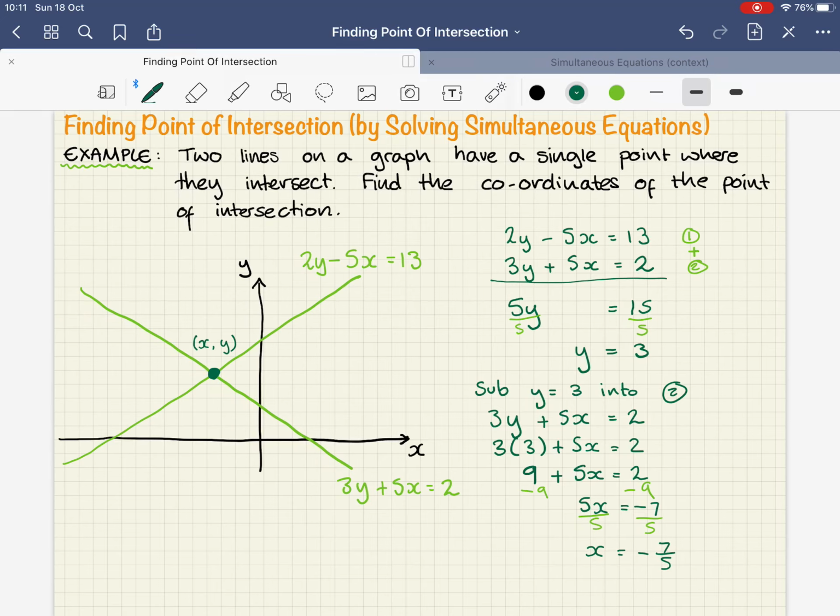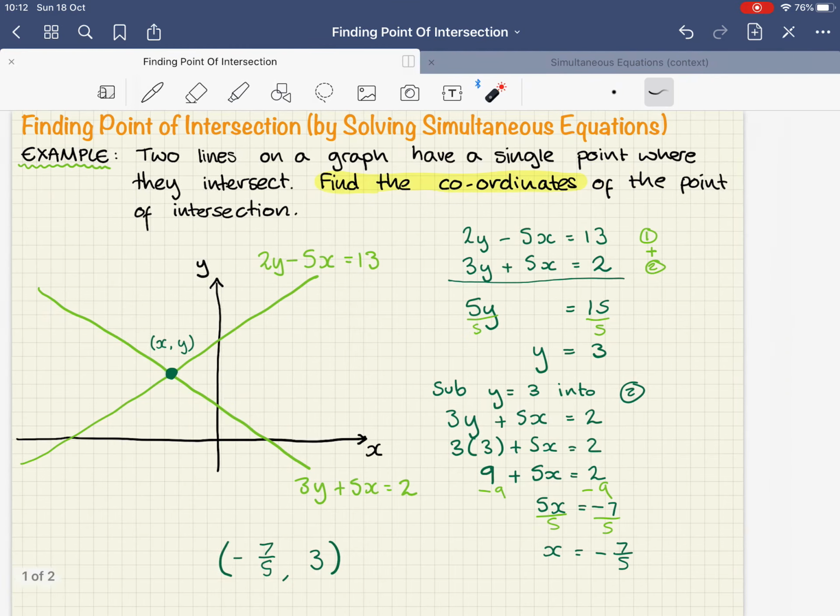Now, because the context is a little bit different, we're not just going to write out y equals 3, x equals minus 7 over 5. We are being asked to find the coordinates. We need to figure out what the coordinates are. So all I need to do is set my coordinates like so. And my x coordinate is going to be that minus 7 over 5. And my y coordinate is 3. You must make sure that you do write it out as coordinates, otherwise you are not answering the question properly.